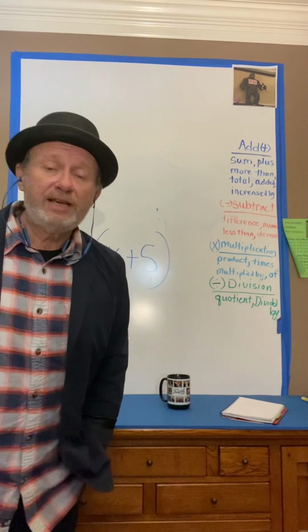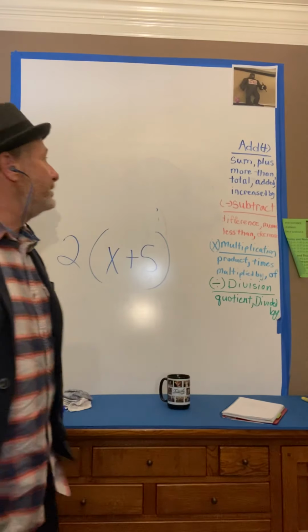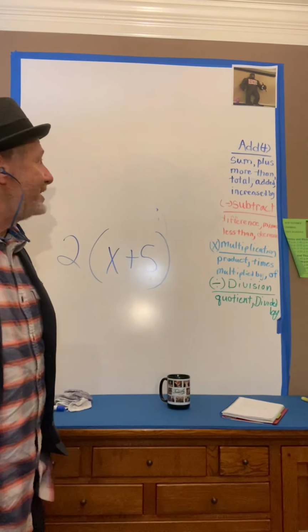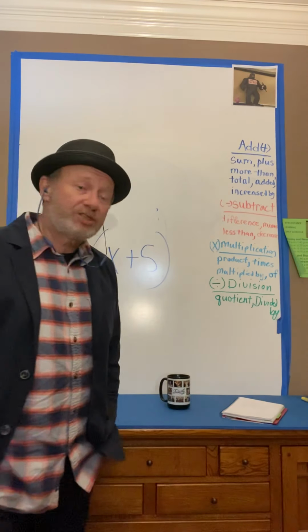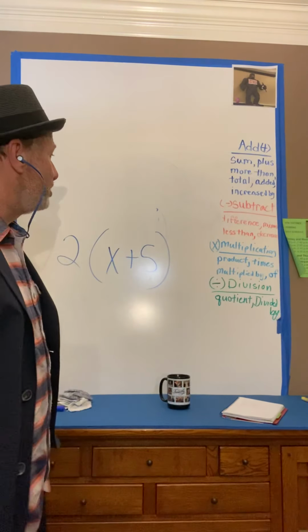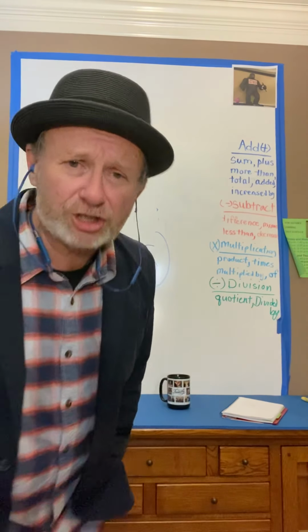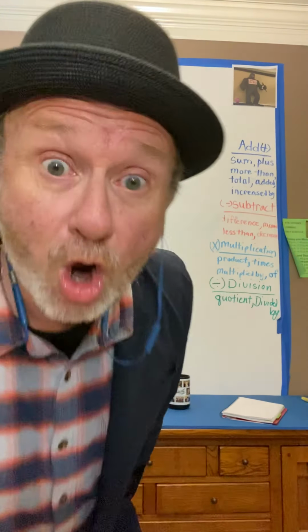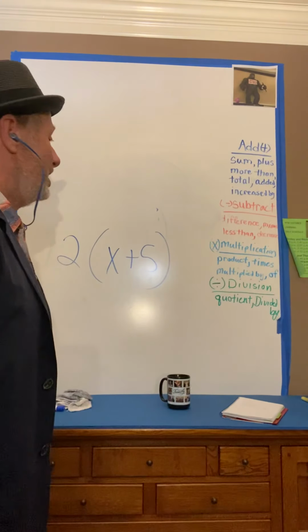That's the story. One more time, you need to know these words. Sum, plus, more than, total, added, increased by is add. Subtract is difference, minus, less than, decrease. Multiplication is product, times, multiplied, of. Division, the big word in division is quotient. Know quotient.